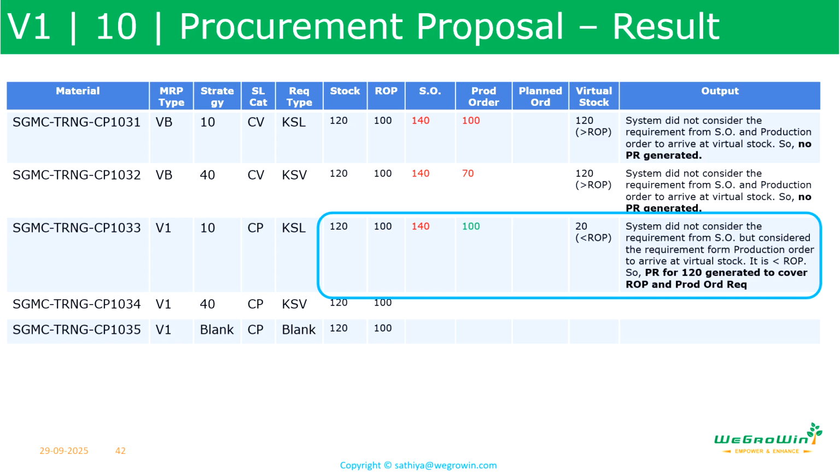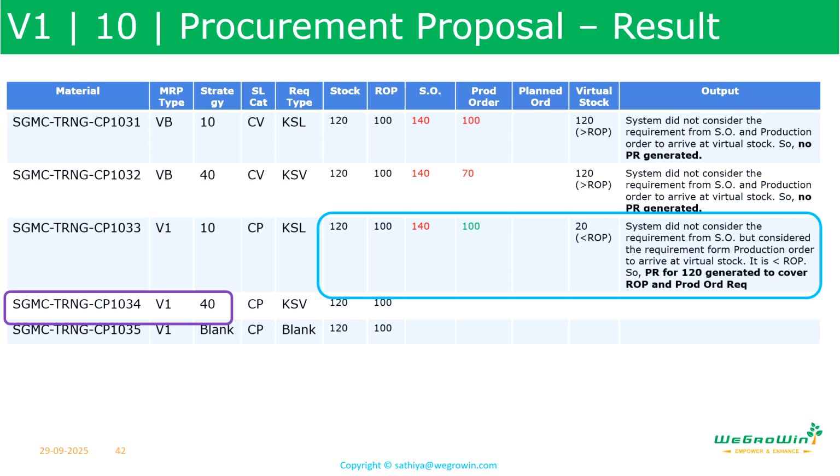So based on this, the system has triggered the procurement proposal. The procurement proposal is to cover the ROP plus the production order requirement. So that is why it has triggered the purchase request for 120 pieces. Hope it is clear. Please pause here just to go through the explanation so that you will get more clarity.